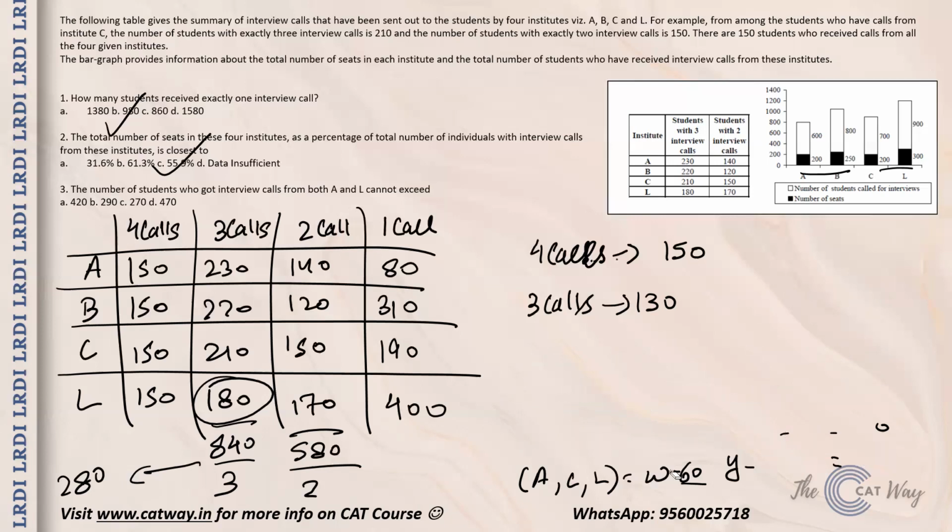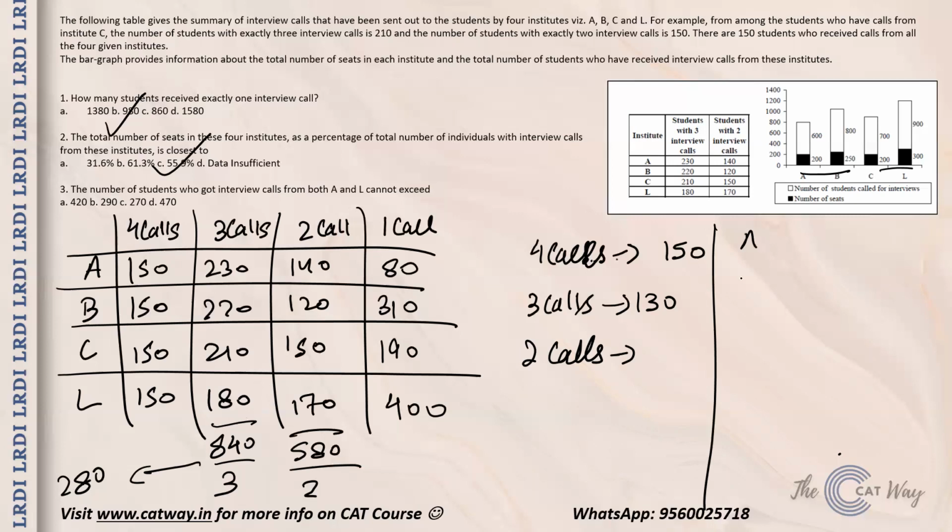The same logic, guys, will be applied to 2 calls, people with 2 calls. How will you apply the same logic? Let's say the number of people who got calls from, now there are 6 pairs, right? AB, AC and AL. Then we have BC, BL and CL.